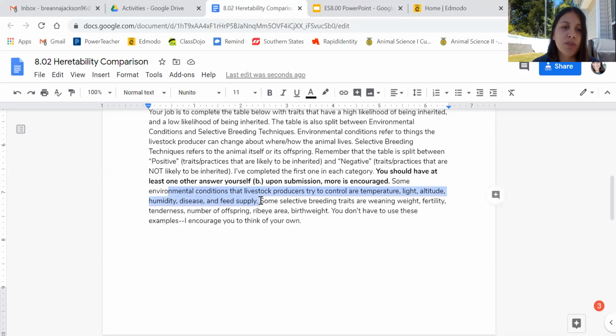The environmental conditions refer to the things around the animal. And the selective breeding traits refer to things that directly affect or come from an animal.